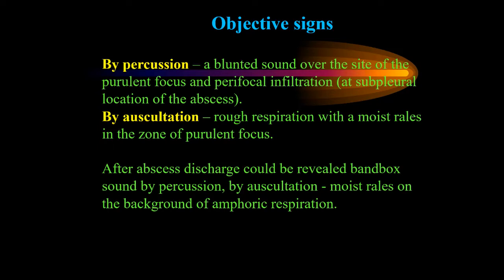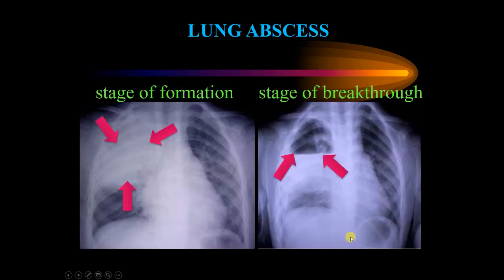After the abscess discharges, a bandbox sound can be revealed by percussion, and on auscultation there will be moist rales against the background of bronchial or amphoric respiration. To prove your diagnosis, you have to prescribe an X-ray examination. There, in case of lung abscess, you can see a big infiltrating shadow, sometimes without a clear border. It is the stage of formation of the abscess.